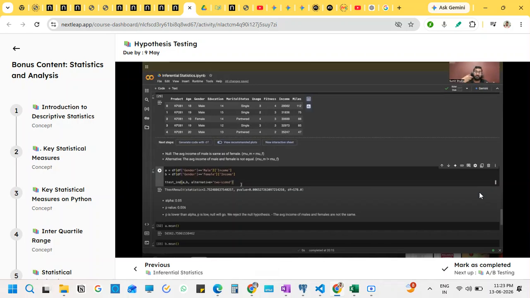Because whenever you go to your manager with these results, it creates a different impact that you have basically tested it and then you have concluded.